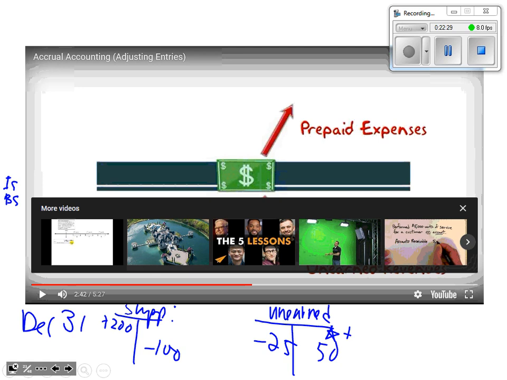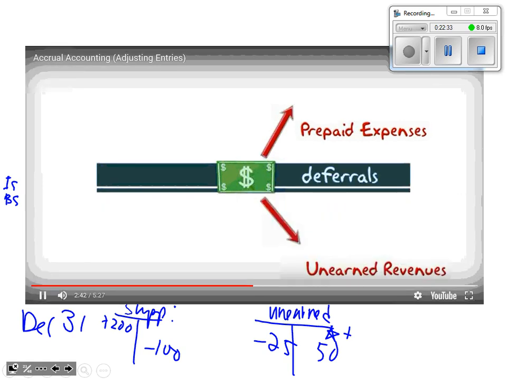Are they accruals or deferrals? Was the money there? No. Sorry, I was too slow. They're deferrals. The money was there. We were waiting for the events. The events in this case are using up the pens and pencils and paper and tutoring the girl.